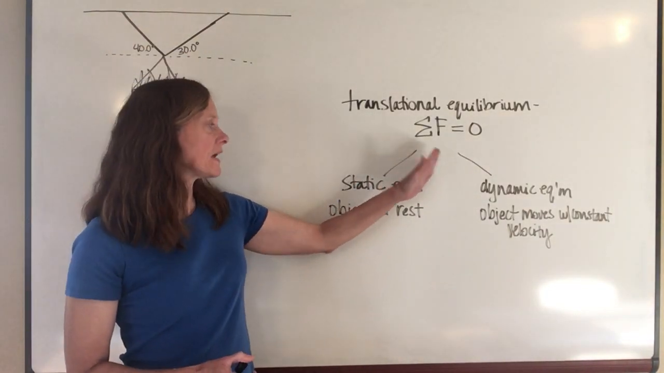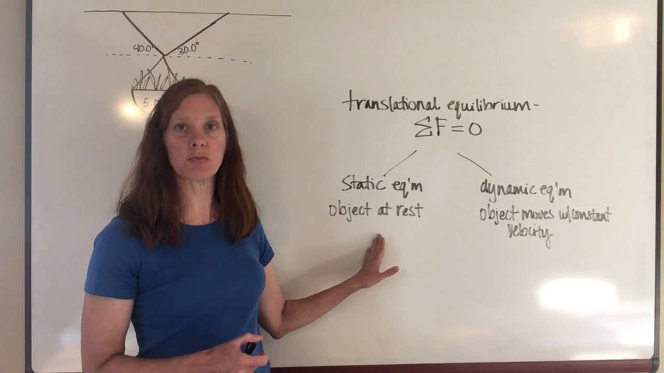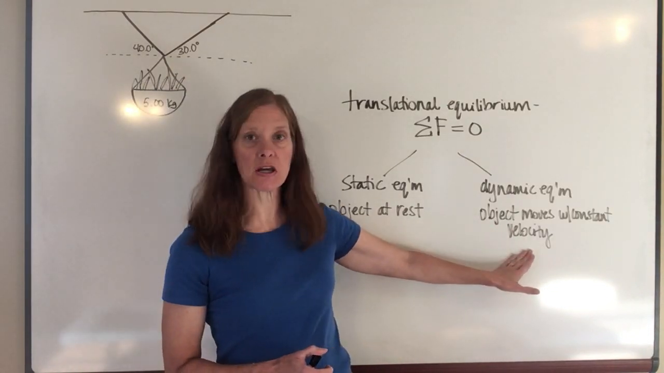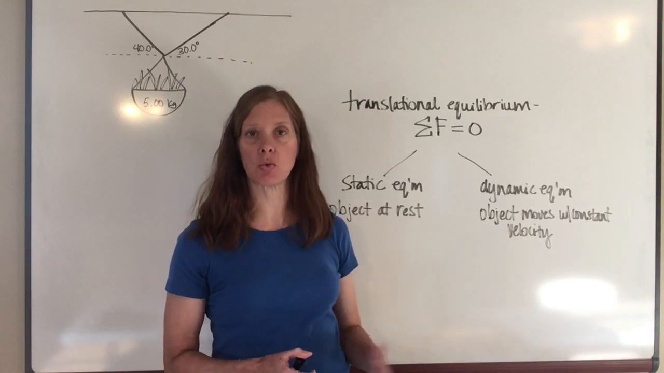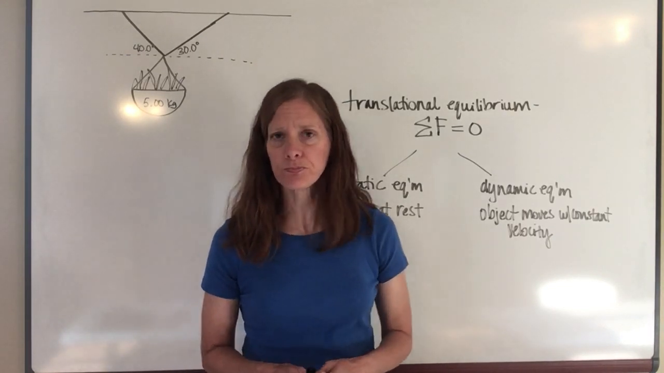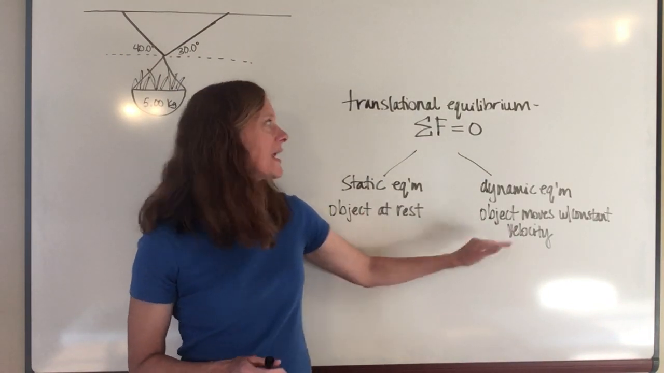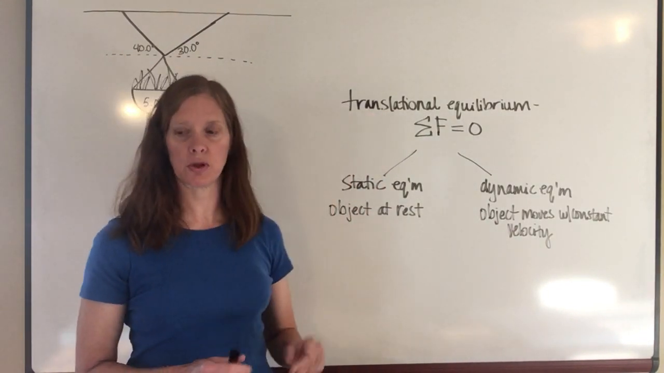The object is going to be at one or the other of these things. So it could be at static equilibrium, which means the object is going to be at rest, or it could be in dynamic equilibrium, which means that the object is going to be at constant velocity. So static and dynamic equilibriums are just two special cases of translational equilibrium.